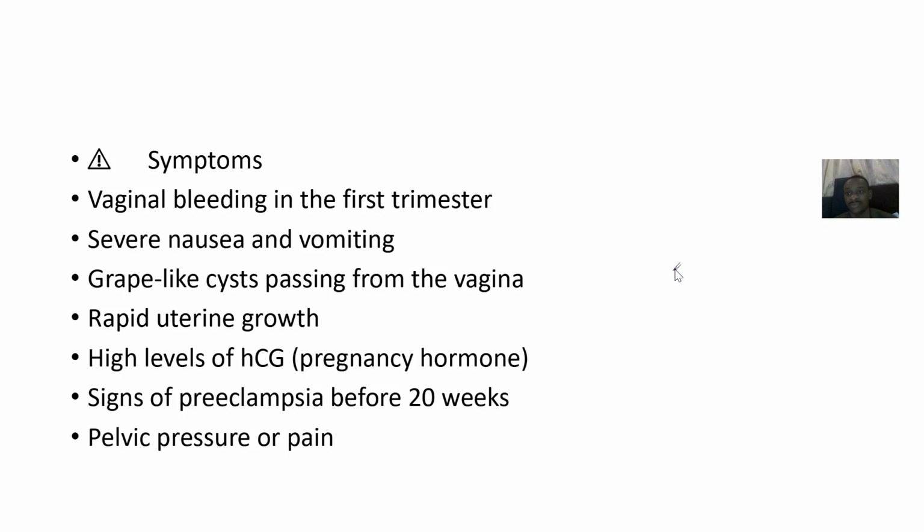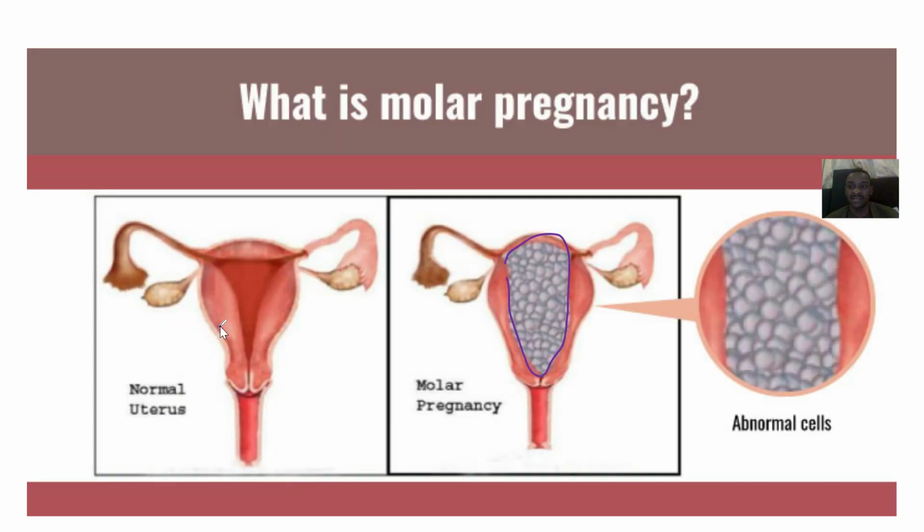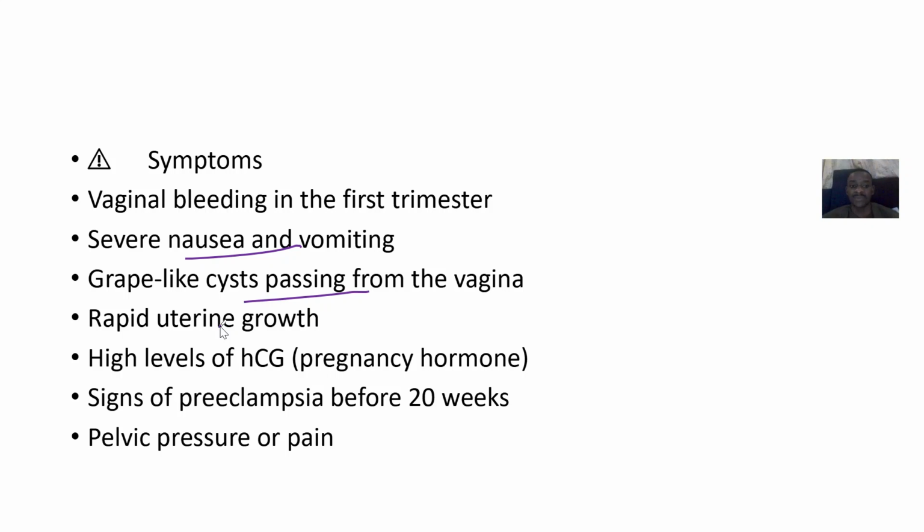So symptoms, how would the woman having this issue be feeling? So she's bleeding, and this is just the first trimester of pregnancy. She wants to vomit or she's vomiting. Grape-like cysts, okay, passing from the vagina. All right, can you see this? They are balls, so they'll be falling off from the vagina. Rapid uterine growth. Her stomach is too big for first trimester.